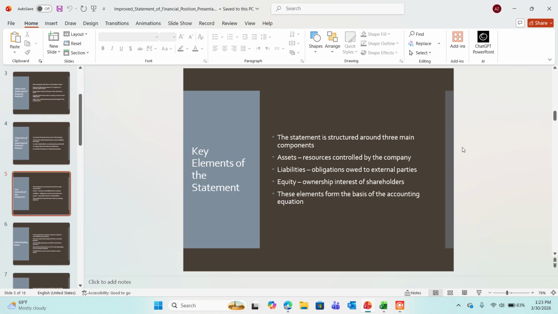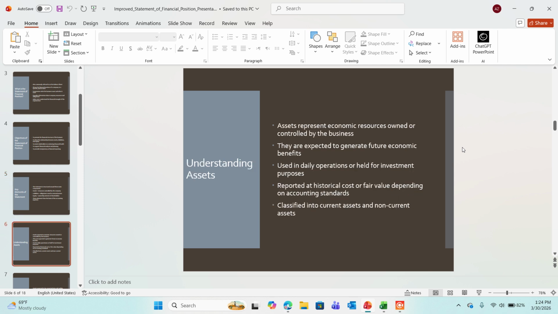Key elements of the statement. The statement is built around three key elements: assets, liabilities, and equity. These elements are interdependent and linked through the accounting equation. Understanding these components is essential to interpret the financial position correctly. Each element provides insight into different aspects of the business. These elements form the basis of the accounting equation. Assets are resources controlled by the company, liabilities are obligations owed to external parties, and equity is the ownership interest of shareholders.